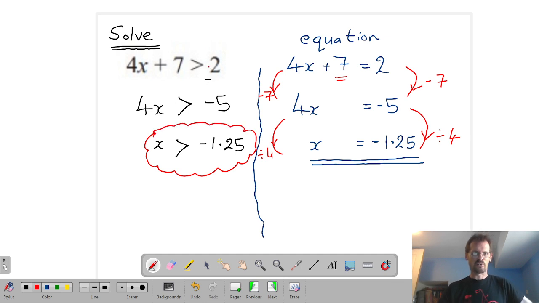4x plus 7 is greater than 2. The solution to that is that x has to be greater than negative 1.25. X is greater than minus 1.25. We don't know what x is, it could be any value bigger than that, but that's our solution.